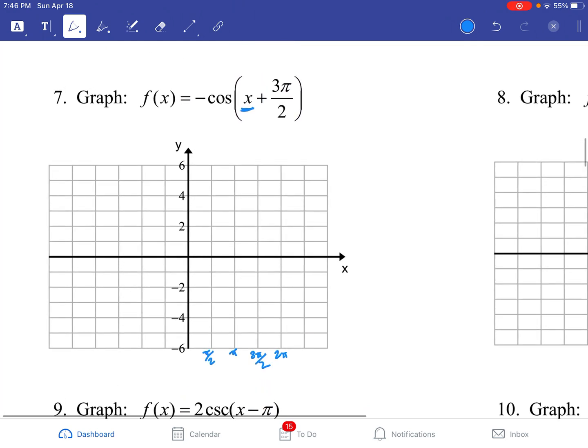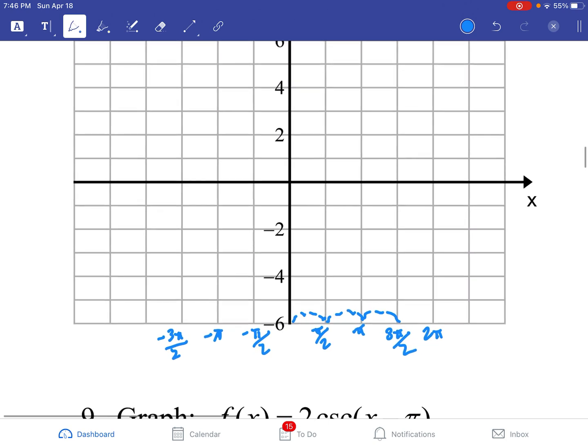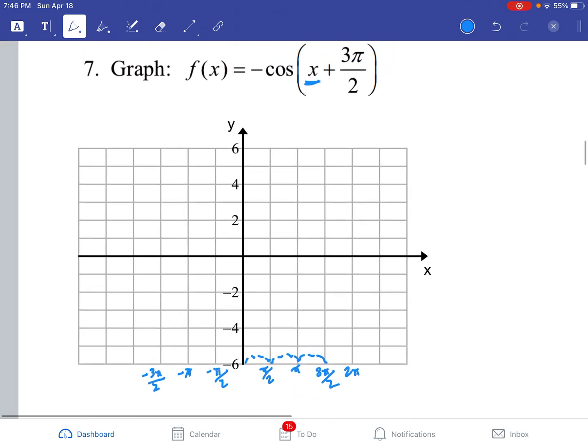We have a horizontal shift. We're moving to the left by 3 pi over 2. That is 3 intervals from y. So we have to put three intervals on our graph for our x-axis. So this is -3 pi over 2, negative pi, and negative pi over 2. So we're going to start our graphing at -3 pi over 2 on the x-axis.